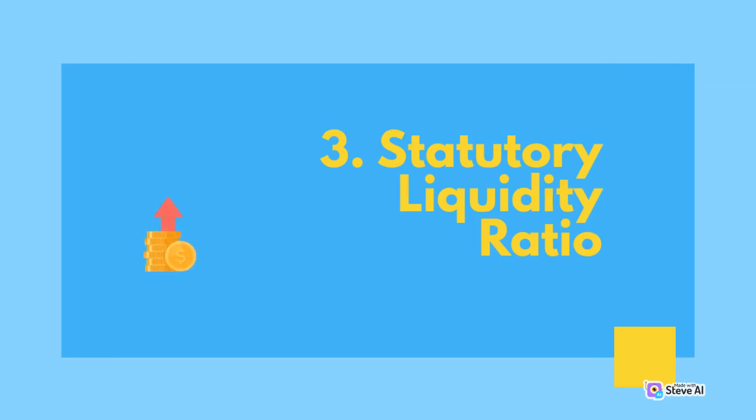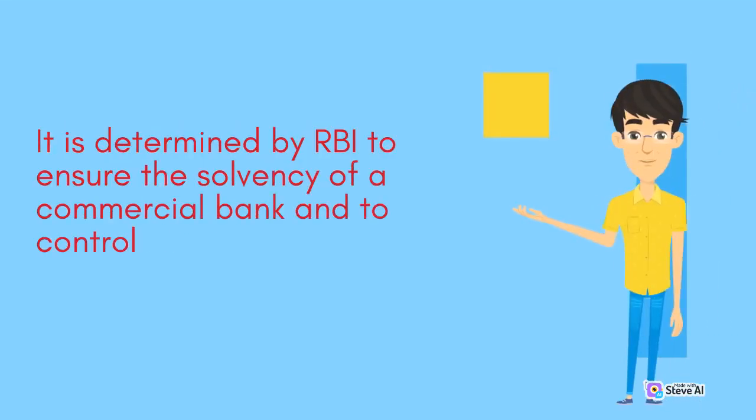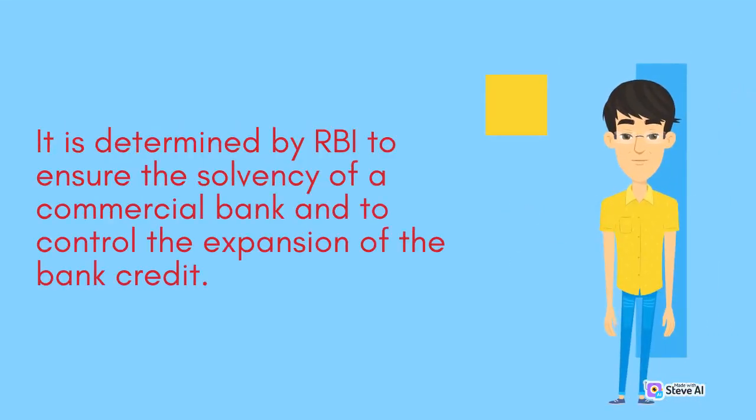3. Statutory liquidity ratio. SLR is a certain quantity of liquid assets which commercial banks have to maintain in the form of gold or approved securities like bonds, etc. It is determined by RBI to ensure the solvency of a commercial bank and to control the expansion of the bank credit.